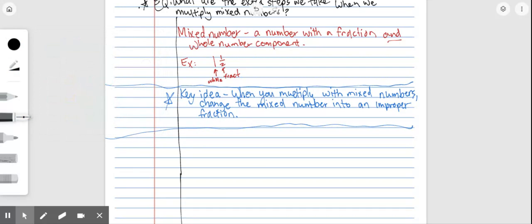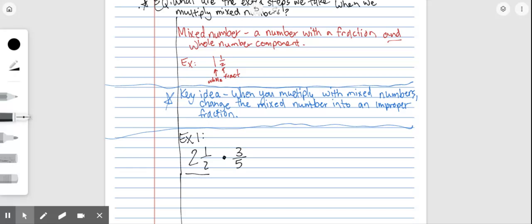All right, you should be back. We're going to do example 1. I'm going to do 2 and 1/2 times 3/5. This is our first example, and you're going to notice that only one of the numbers is a mixed number. 2 and 1/2 is a mixed number.